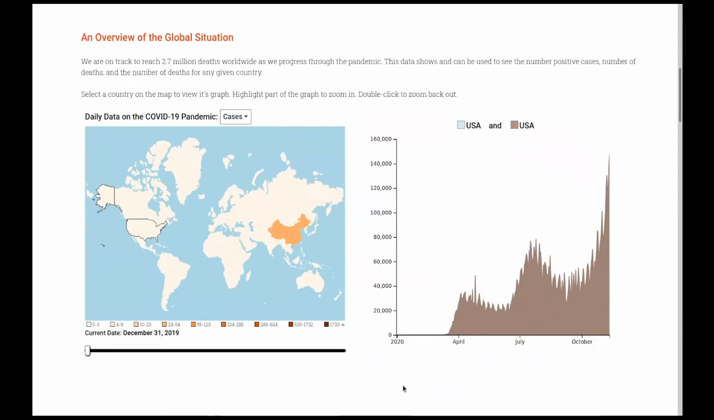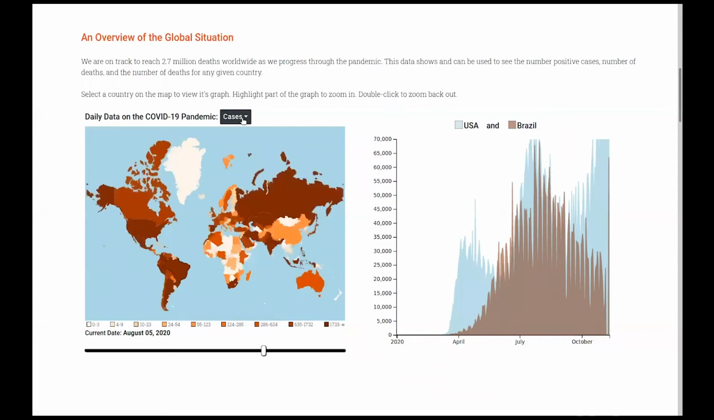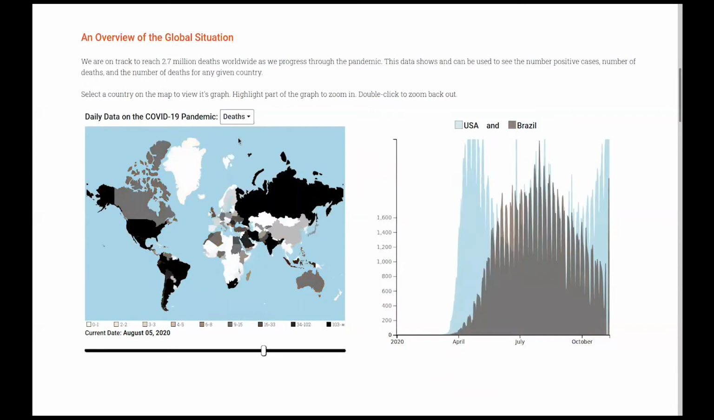Here, the user can go through the current timeline to see which countries have been affected the most by the pandemic and which countries seem to have flattened the curve. Once the user finds a country they're interested in, they can easily compare how they fared in comparison to the United States, which can be seen on the area graph to the right. The data is also divided into daily cases as well as daily deaths.